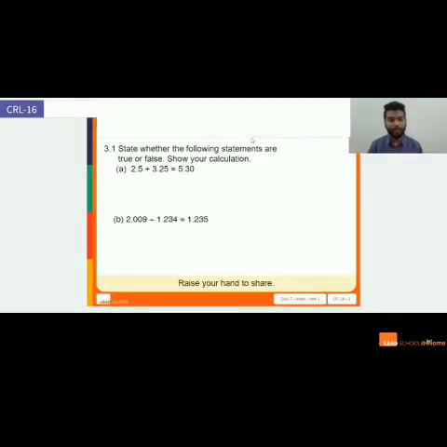Time. So let us look at the worksheet. All right, so let me read the question. State whether the following statements are true or false. Show your calculation. So I'll quickly solve these problems and see if the answers given are true or false. You have 2 minutes to solve this question and your time starts now.